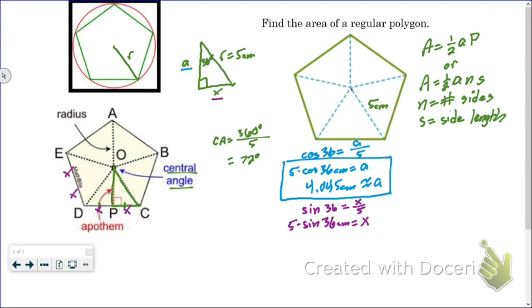If I multiply it by the 10 pieces that we have going around, I can say 10 times that, which will give me 50 sine 36 centimeters, and that would be the exact perimeter of the polygon. Or as an approximate number, if I wanted to know about how many centimeters, that would be about 29.389 centimeters for an approximate perimeter.